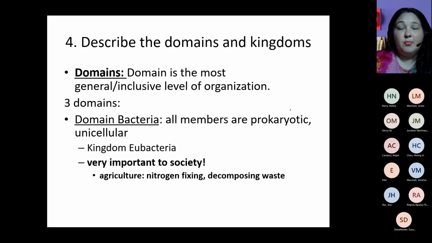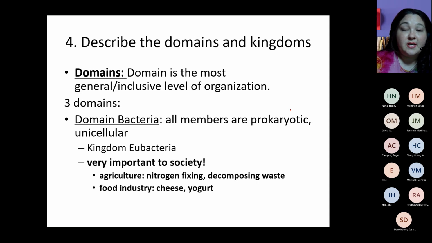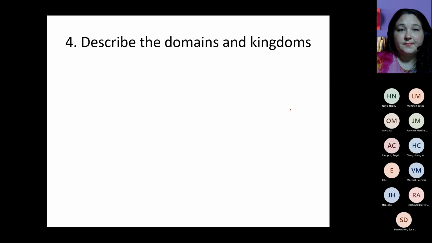Bacteria are extremely important to society and agriculture especially. They are the only organism that can take nitrogen atoms from an atmospheric form and fix them in a solid form so that plants can use them. They are needed for decomposing waste. We use them in cheese and yogurt and bread.